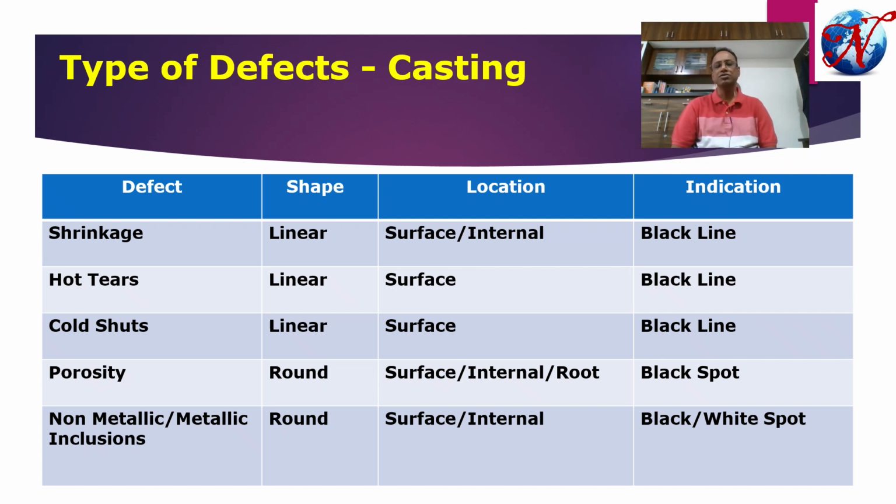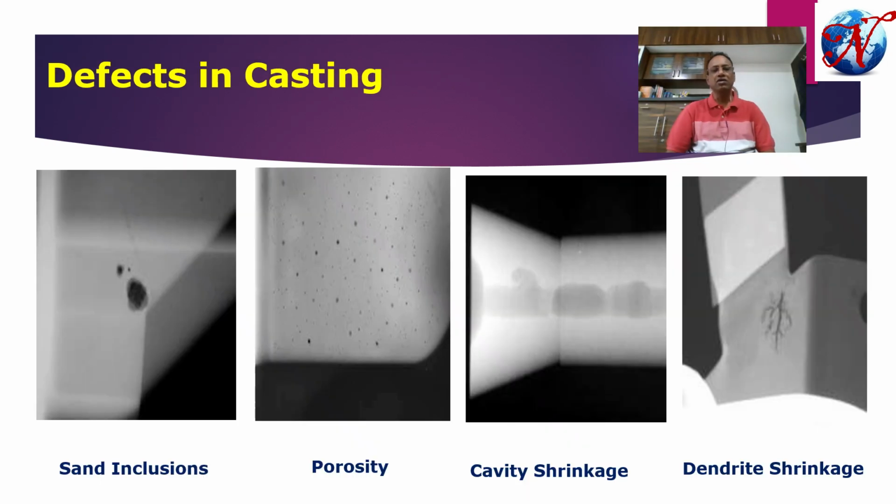Non-metallic or metallic inclusions are round in shape, black or white depending upon the density, and can appear on the surface and in the internal part of the casting. These are the types of appearances in the radiographic film of castings. First one is sand inclusions, irregular rounded black dots. Porosities are rounded black dots throughout the casting body.